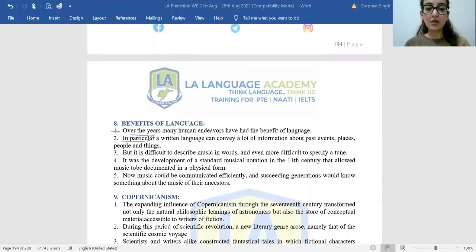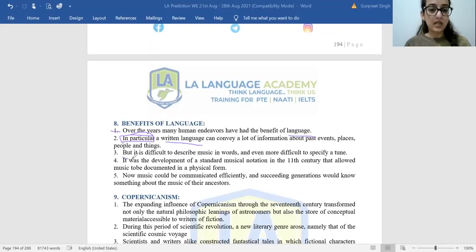Now, "in particular" is an important start. In particular is used when you are taking one area out of a broad concept. For example, here we said language, and in particular now we have taken written language, because language can be oral also. But here they say in particular, out of all the forms of language, what we are going to talk about is written language, taking one idea out of a broader concept. In particular, a written language can convey a lot of information about past events, places, people, and things.